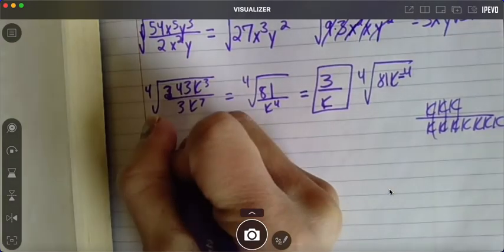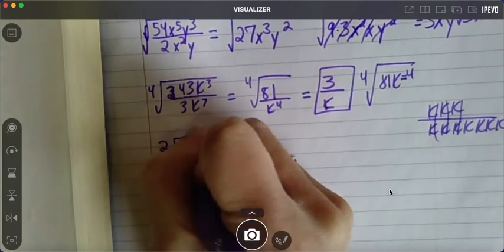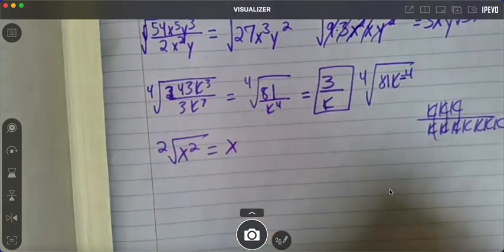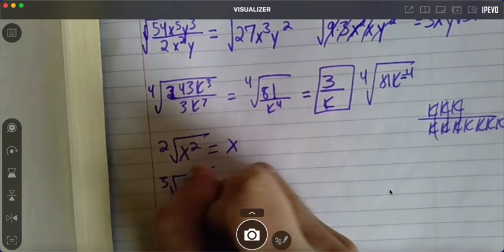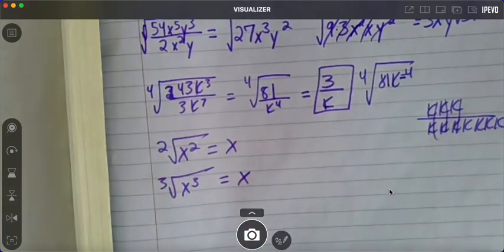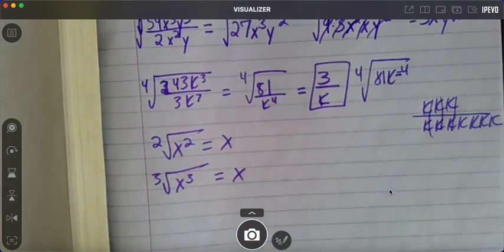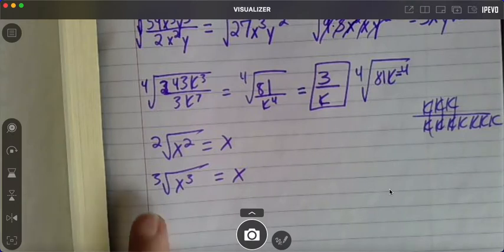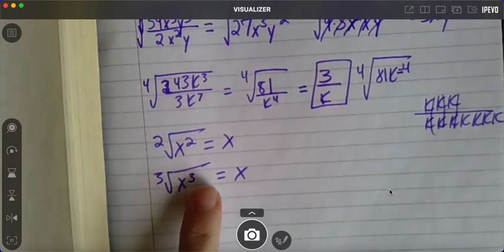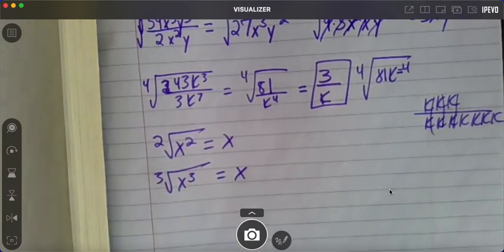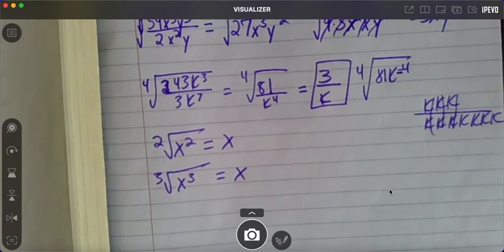Anytime I take the square root of x squared, it's x. If I take the cube root of x to the cube, it's x. Anytime they match, they cancel out. That's kind of what we've been doing. All right? Anytime your roots and your exponents match, they cancel out. All right. Let's keep going.